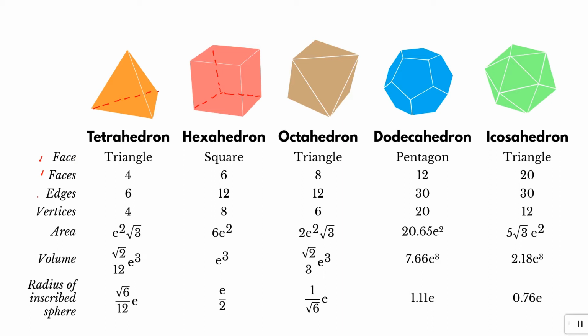We have here edges: 6, 12, 12, 30, 30. What are edges? Those pointed parts are not edges, sorry, those are vertices. Edges are these. Wait, let me change the color of my pen. This is an edge. Another edge. Get it? Edge, edge. So for the tetrahedron we have 6: 1, 2, 3, 4, 5, 6. For the hexahedron you have 1 to 12, so 12 edges. And so on: 6, 12, 12, 30, 30.